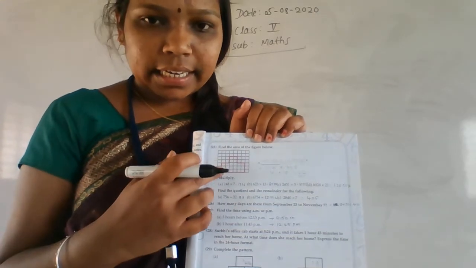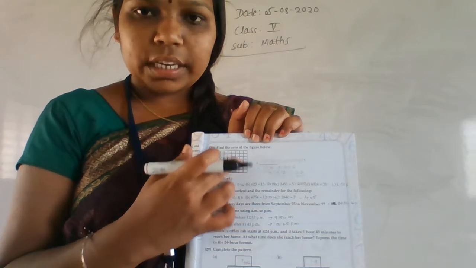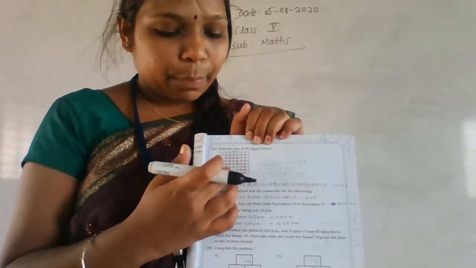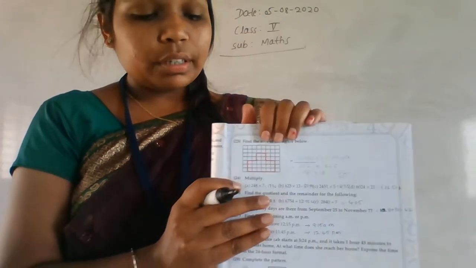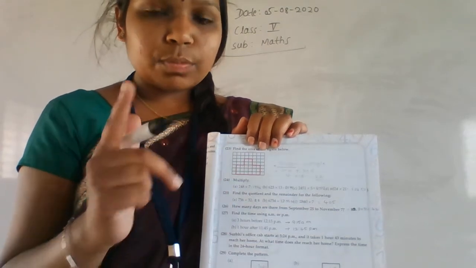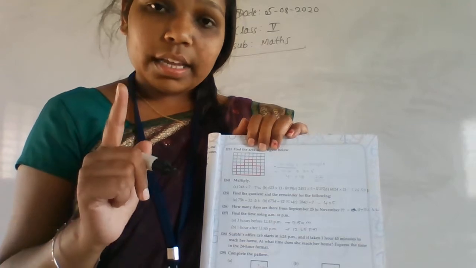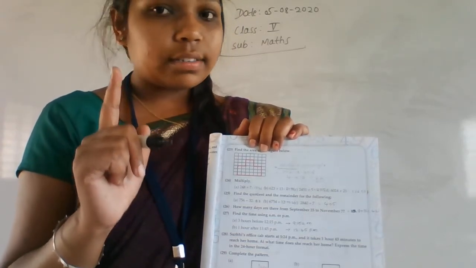The red color line that they marked, that you have to take. Only that portion you have to find the area of. You have to find out the area of that portion. Here, small boxes are there, right? In that one small box, it contains 1 square centimeter. Getting my point? One small box means 1 square centimeter.